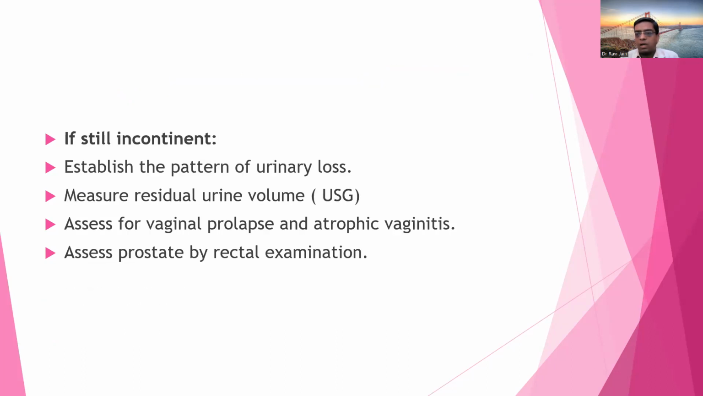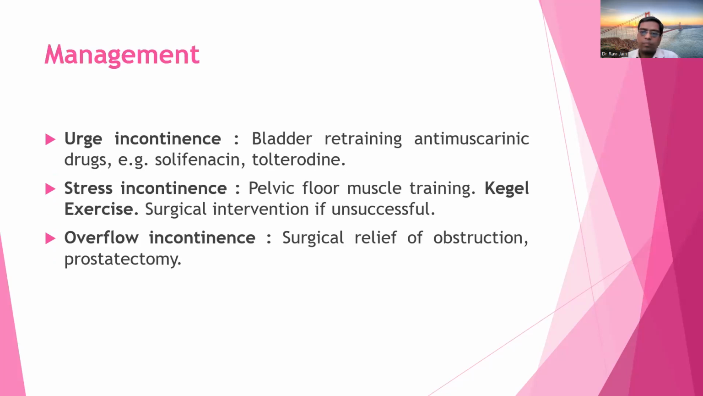After this assessment, if the incontinence is still continuing, then we have to establish the pattern of the urinary loss. We have to measure the residual urine volume. We have to assess for vaginal prolapse and atrophic vaginitis. We have to assess the prostate by rectal examination.